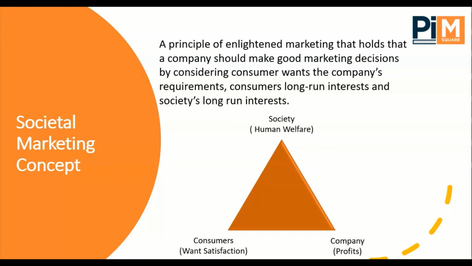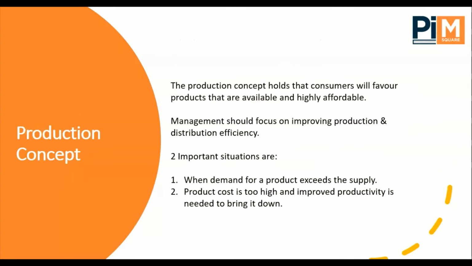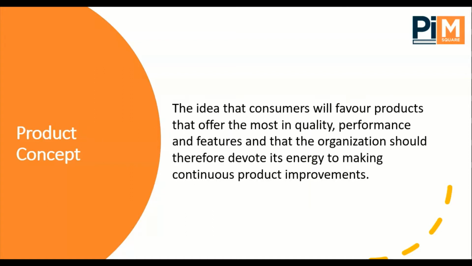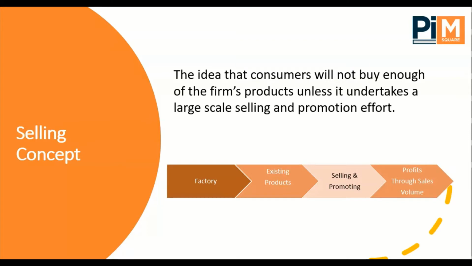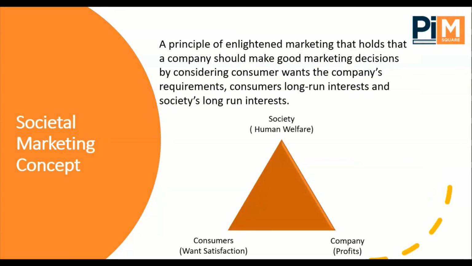So we have seen 5 concepts of marketing till now. Let me quickly go back to those concepts. One is the production concept, which focuses on the production part. The product concept talks about the product. The selling concept is all about sales and promotions. The marketing concept talks about need and want satisfaction. And the societal marketing concept runs between the society, consumers, and the company.